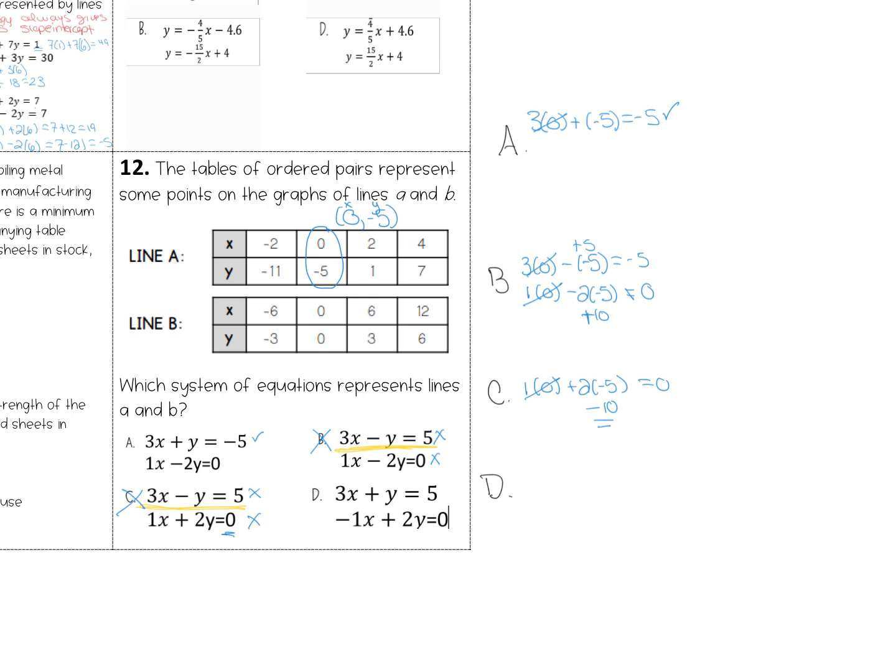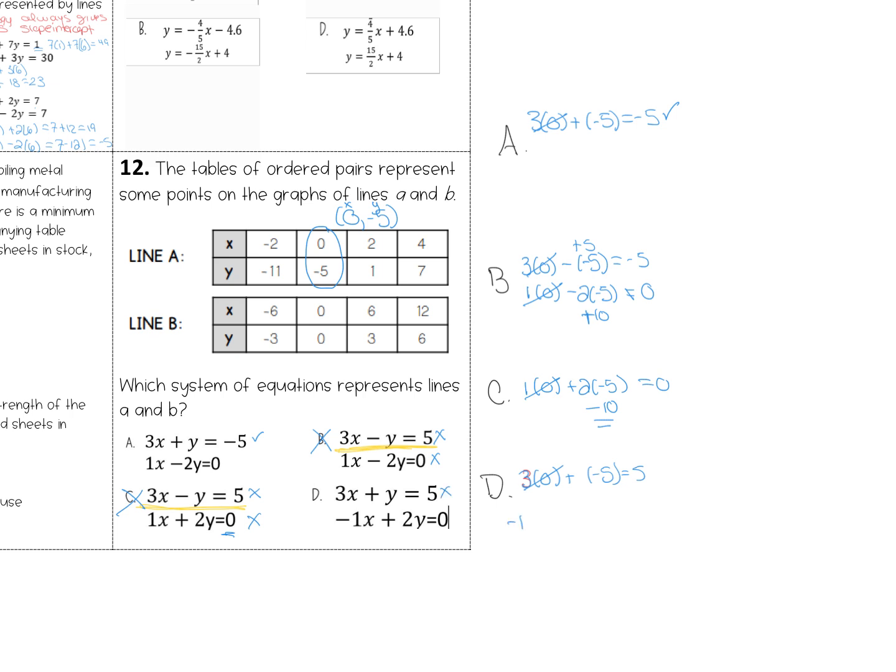let's try letter D. So I have 3, oops, that's supposed to be blue. I have 3 times x, which was 0, plus y, which was negative 5, equals 5. 3 times 0 is 0. Negative 5 does not equal 5. This one does not work.